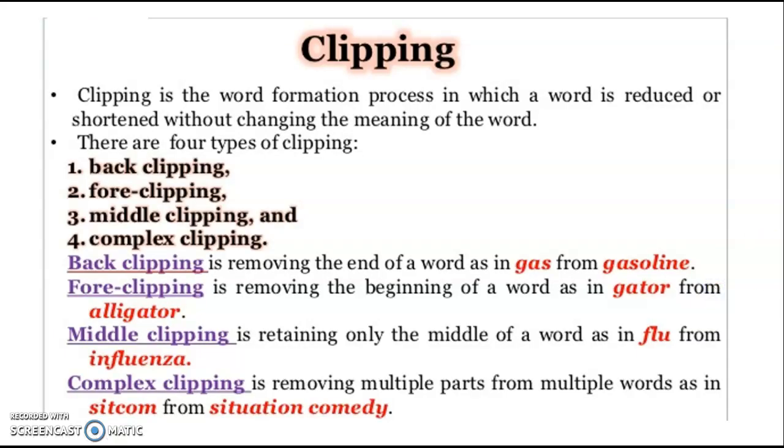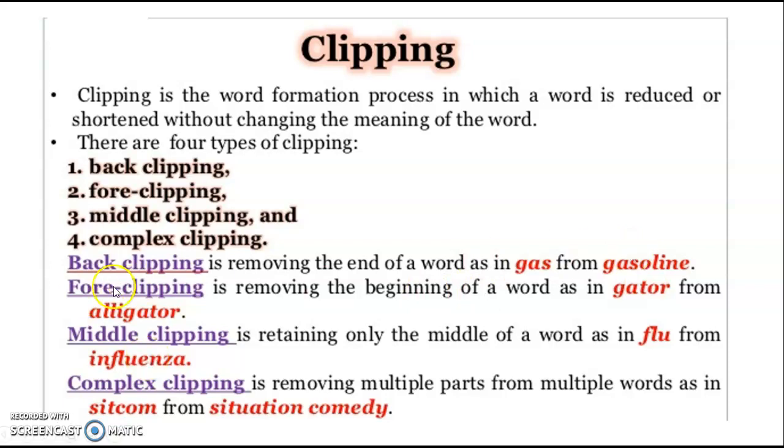Clipping, what is this? Clipping is not complicated, but you have more types of clipping, subcategories of clipping. It's a word formation process in which a word is reduced or shortened without changing the meaning of the word. Okay, in this word formation process, we are reducing the letters of the word, but we are not changing the meaning of that word. And we have four types.